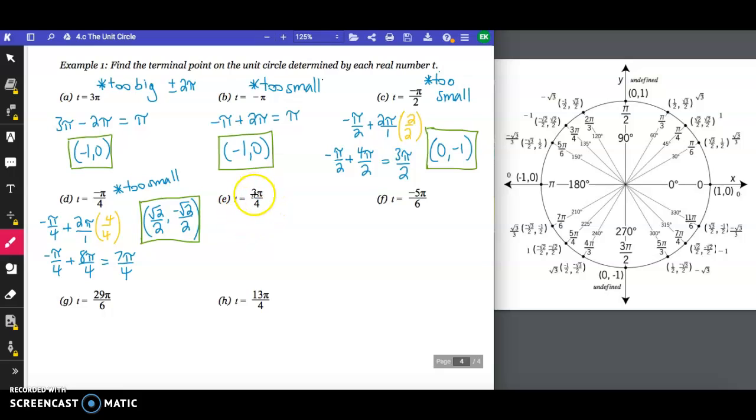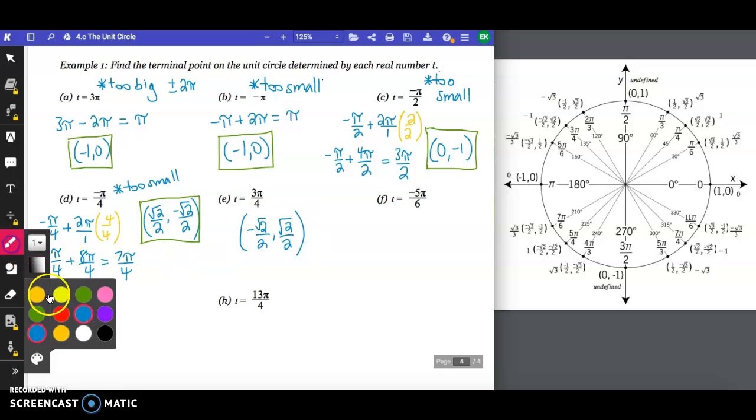All right, let's do this one. 3 pi over 4. Oh, that's actually already just on my unit circle. That's right there. So this is an extra easy problem, because all you have to do is write your terminal point.